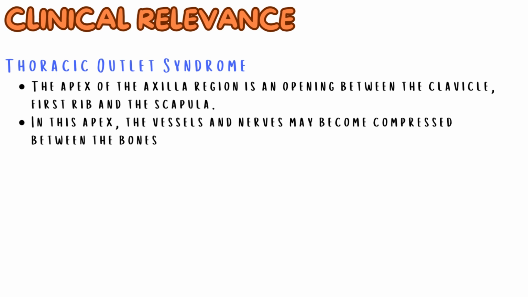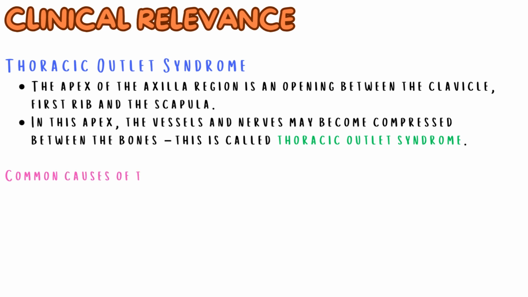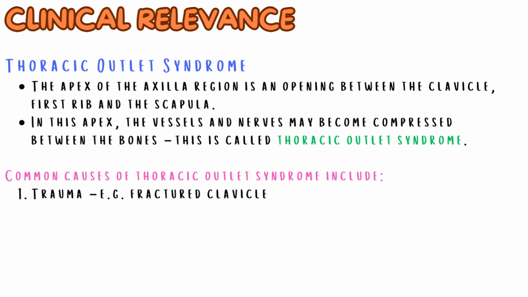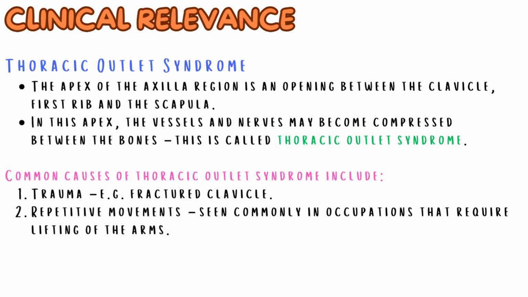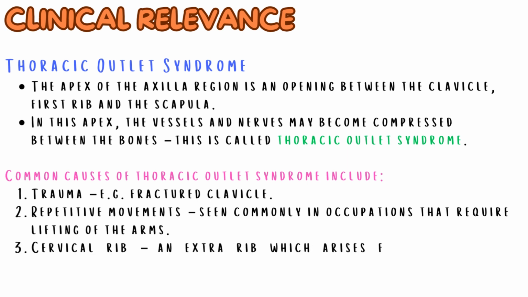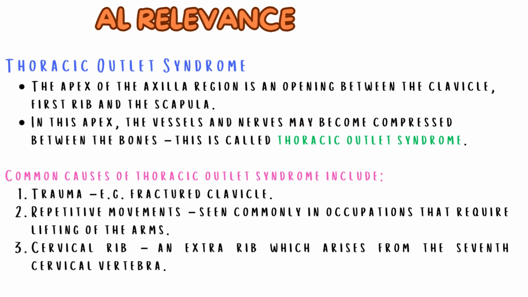The common causes of thoracic outlet syndrome include trauma, such as a fractured clavicle. Secondly, repetitive movements, which are commonly seen in occupations that require lifting of the arms. Lastly, a cervical rib, an extra rib which arises from the seventh cervical vertebra. This condition often presents with pain in the affected limb, in which the distribution of pain depends on which nerve is compressed, causing tingling, muscle weakness, and discoloration.